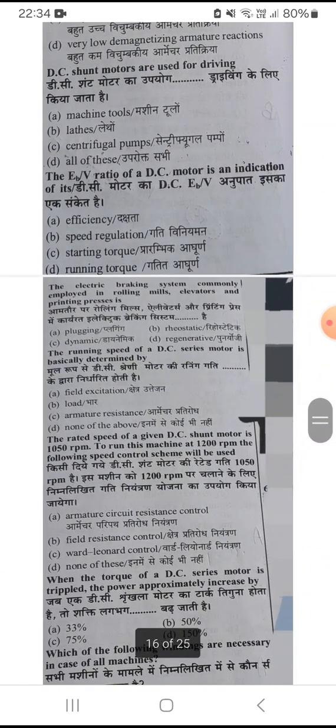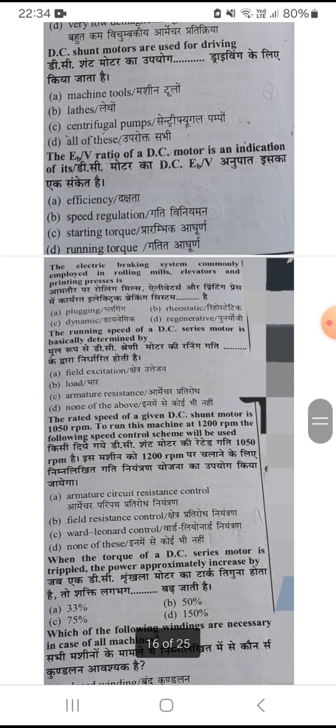Next, DC shunt motors are used for driving. Option D, all of these: machine tools, lathes and centrifugal pumps. The EB by V ratio of a DC motor is an indication of its efficiency. Option A is the right answer. The electric braking system commonly employed in rolling mills, elevators and printing presses is A, plugging. Okay.